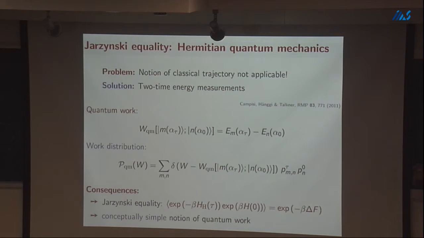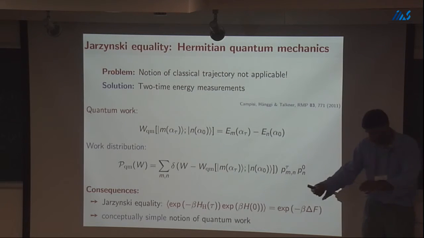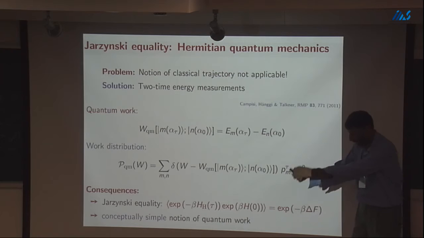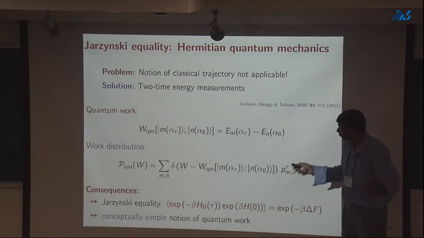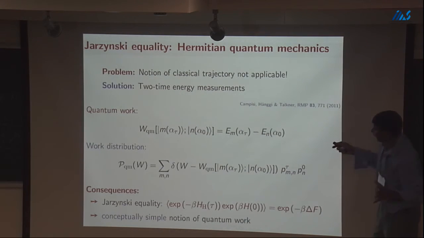So basically, this is the question. The problem is the notion of classical trajectory is not applicable in these systems. So if you want the generalization of Jarzynski equality to quantum mechanics, then you have to do something else, and this is the so-called two-time energy measurement, which means you prepare the system in a Gibbs state, you take a measurement of the system, then evolve the system by some time dependent Hamiltonian, and again measure its energy at a second time. So this is the protocol called two-time energy measurement, and this has been discussed in the literature.